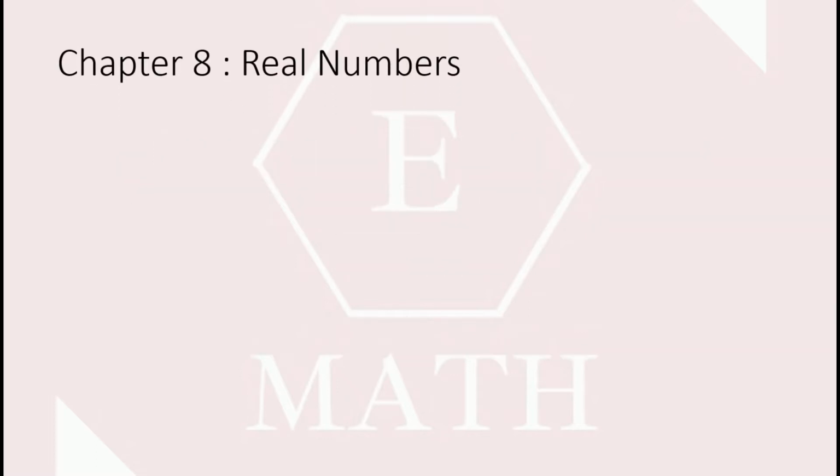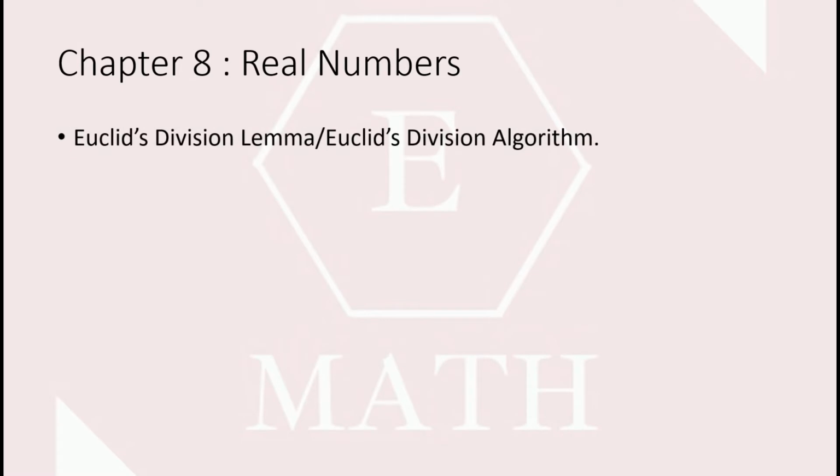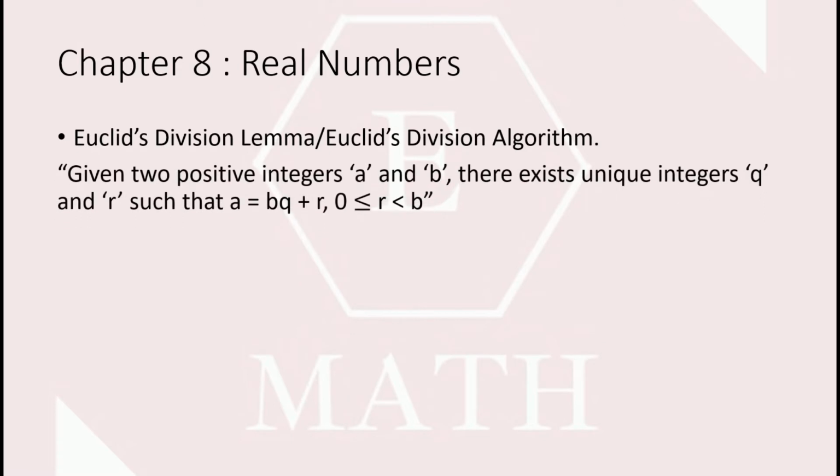Chapter 8, Real Numbers. In this chapter, the first topic we are going to discuss is Euclid's division lemma, also called Euclid's division algorithm. The statement says that given two positive integers a and b, there exist unique integers q and r such that a is equal to bq plus r, where 0 is less than or equal to r, and r is less than b.